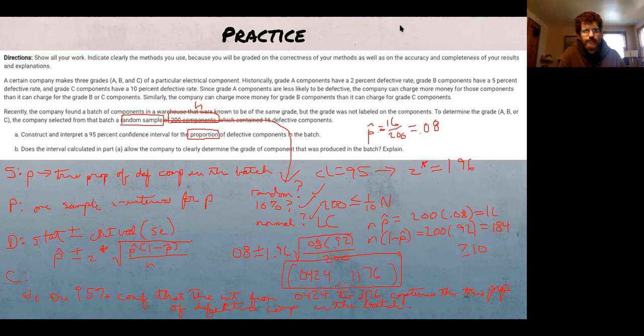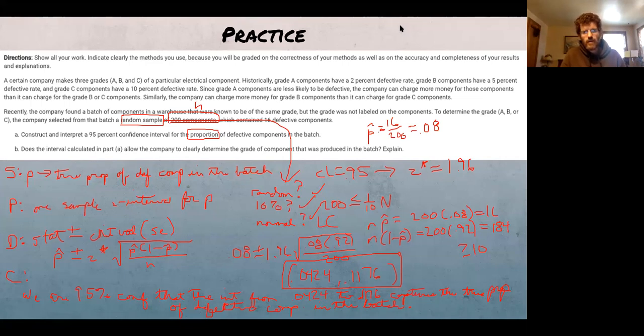Okay, and we answered part A. Now part A is the hard part of this problem, because once you get that part right, or finished at least, then you can answer the next part. Does the interval calculated in part A allow the company to clearly determine the grade of the component that was produced in the batch? So we need to determine, is this grade A, grade B, or grade C component?